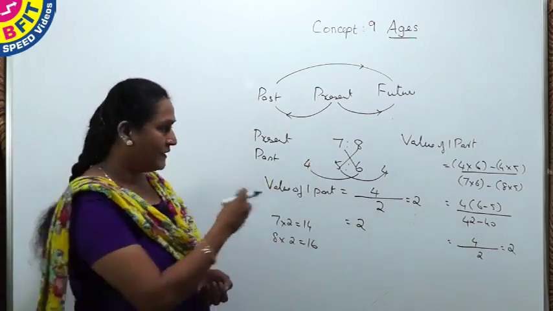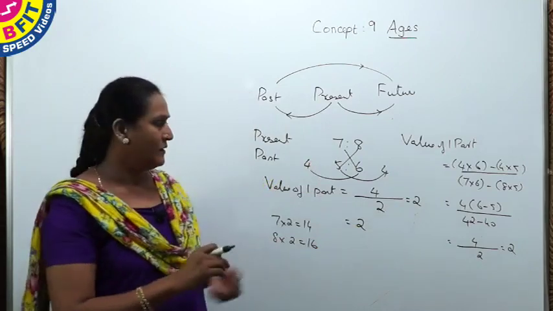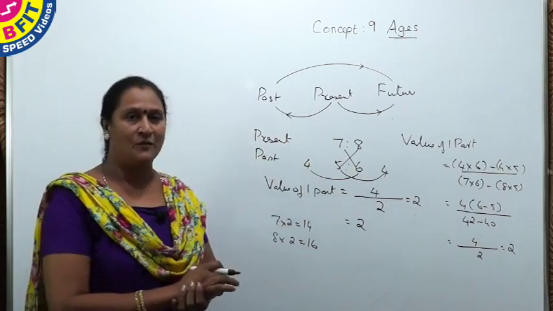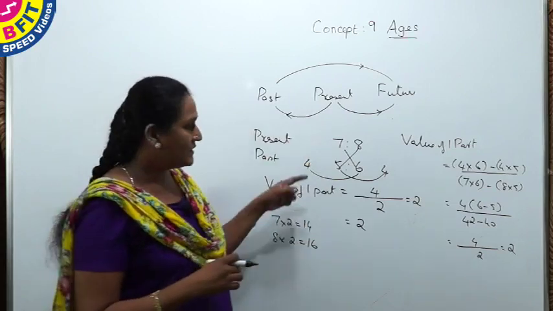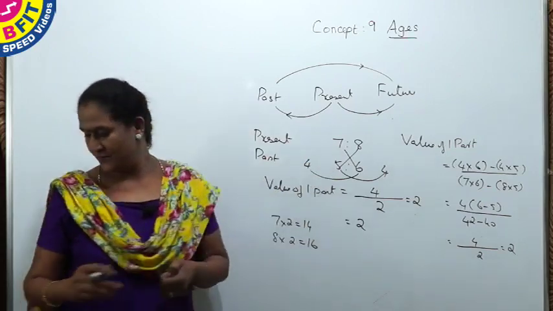But here there is another shortcut to work this out. Using the smiley pattern itself is a short method to get the value of one part. But when you are working it out, just give a glance at these ratios.